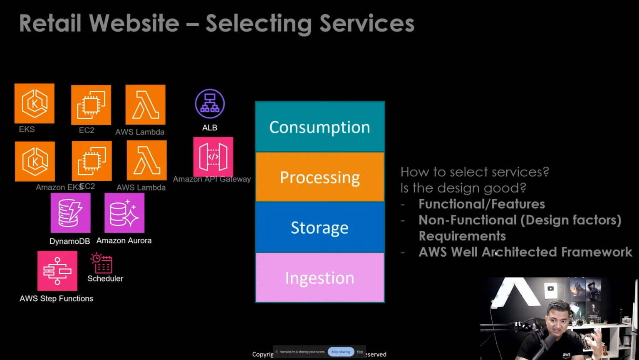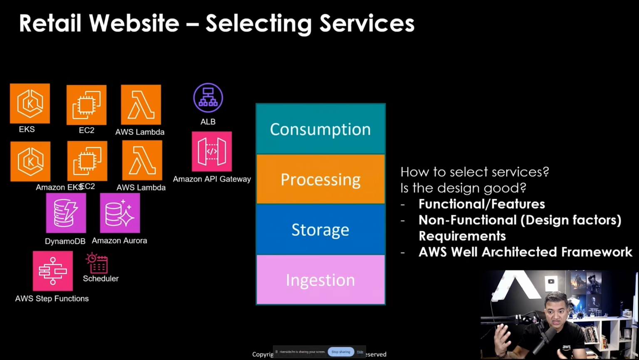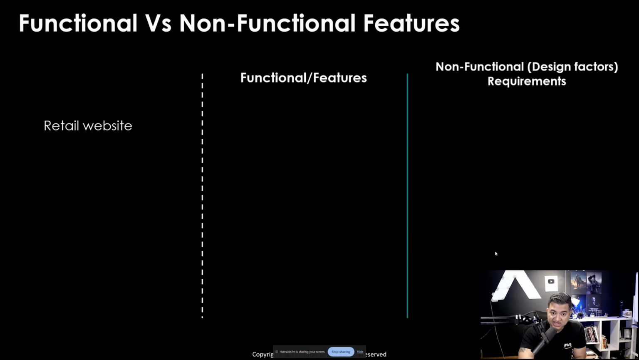So the question I ask myself is how to select services, and is the design good for these requirements? So you have to keep in mind the functional requirements or the features, non-functional or architecture design factor requirements, and you have to go back to the AWS Well-Architected Framework as well, because we have 6 pillars. Which pillars are more important to the customer, and based on that, you can go forward. So let me give you a couple examples for functional and design requirements.